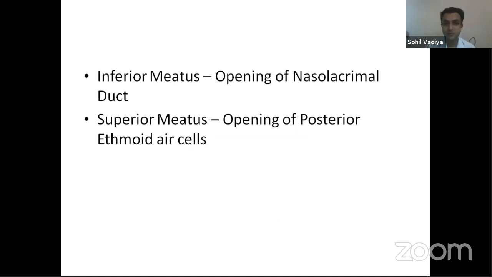In the inferior meatus, we have the opening of the nasolacrimal duct, the duct that drains the tears of the eye. And in the superior meatus, we have the opening of the posterior ethmoidal air cells.